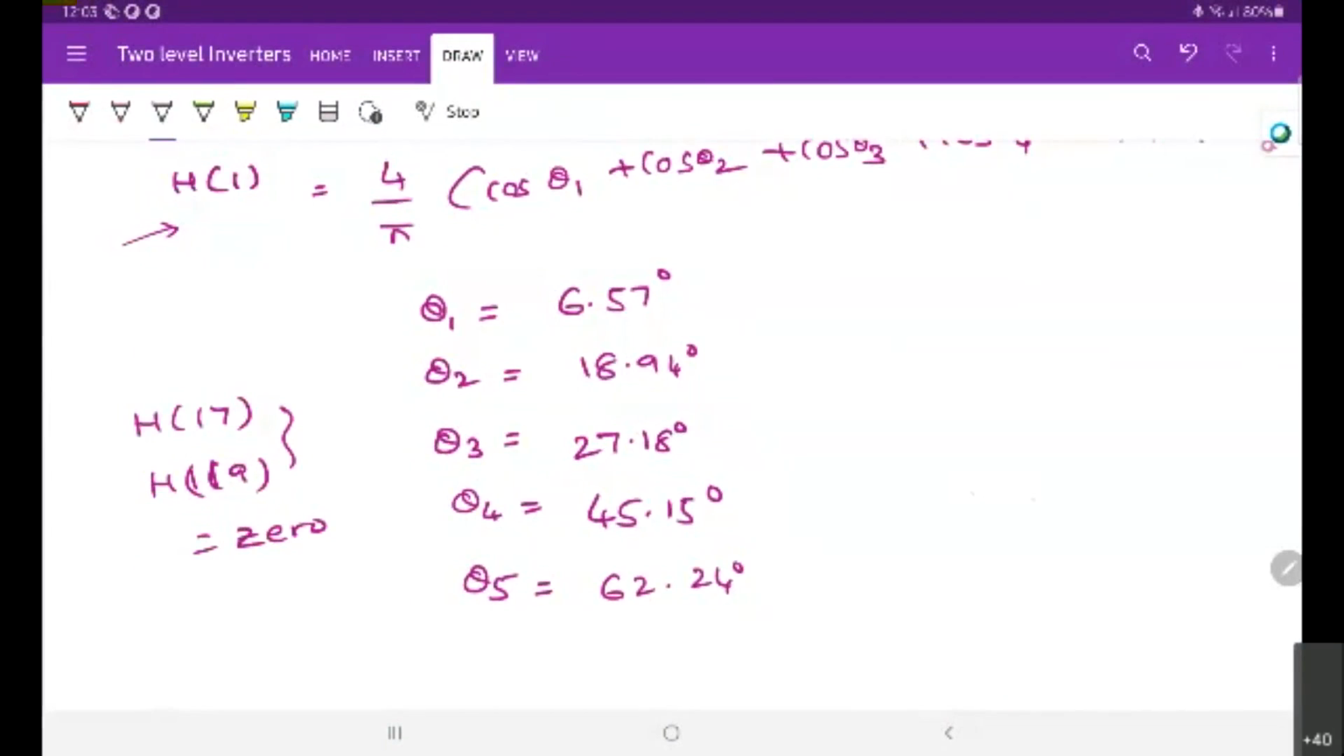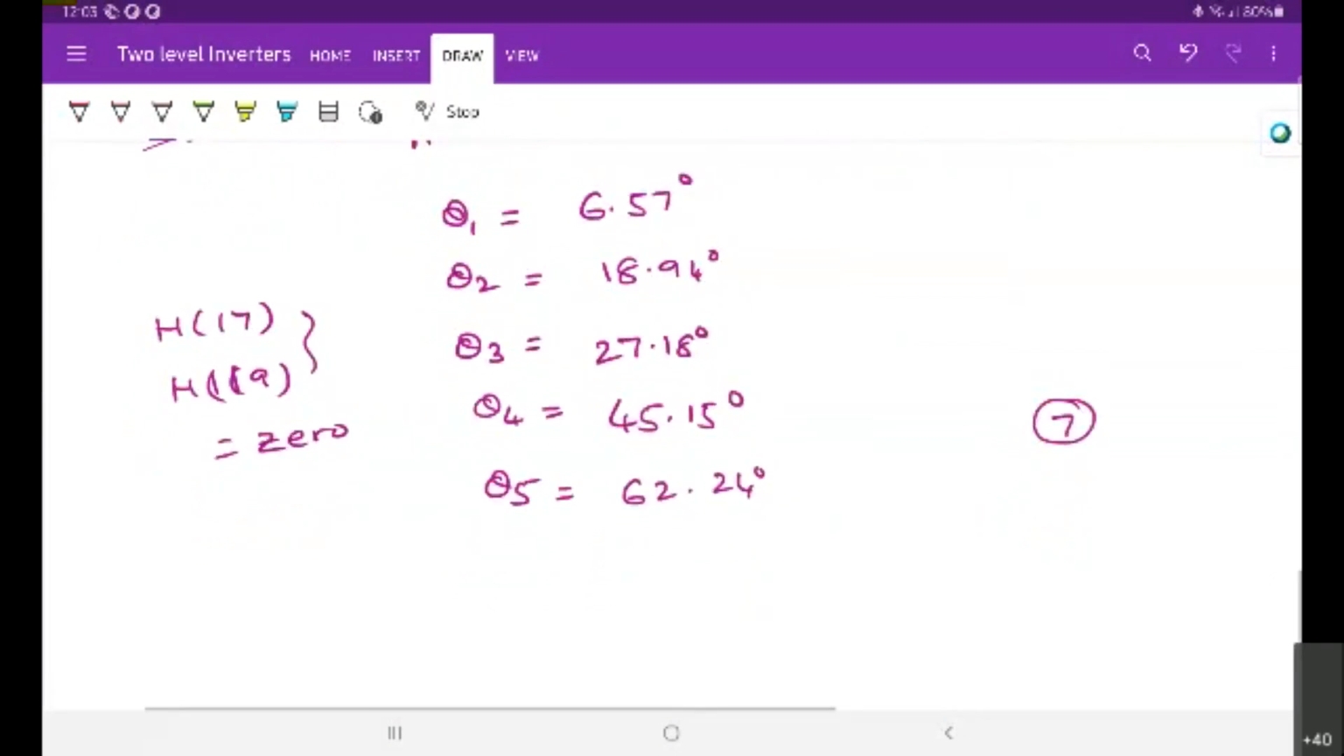So what will happen in that case? You will get 7 equations. So when the number of equations increases, obviously the complexity also increases. It is easy to solve up to these 5 equations. Beyond that, it is somewhat difficult.